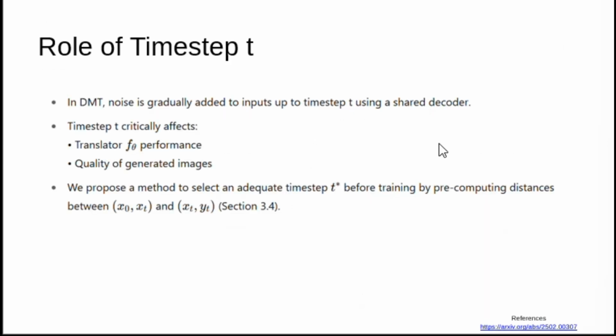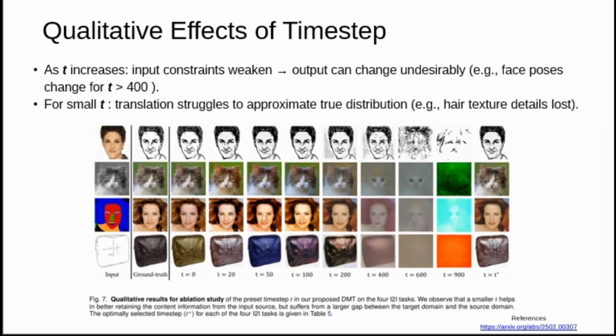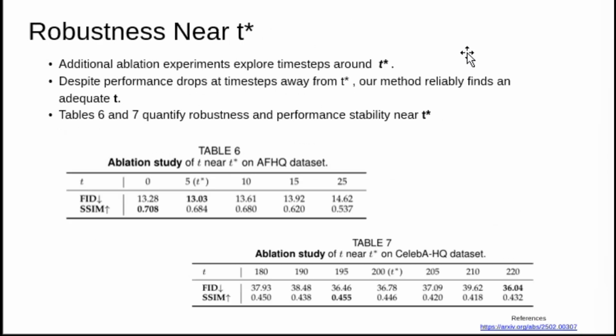Again, referring to figure 7, it shows how image quality degrades at very low to very high timesteps. At t=0, the hair textures disappear. At t greater than 4000, the face rotates and loses identity. But at t=t*, the optimum value that we have chosen, the results are both sharp and faithful to the input. Table 6 and table 7 also confirm robustness. Even if t is slightly off, performance remains high, as the tables show.